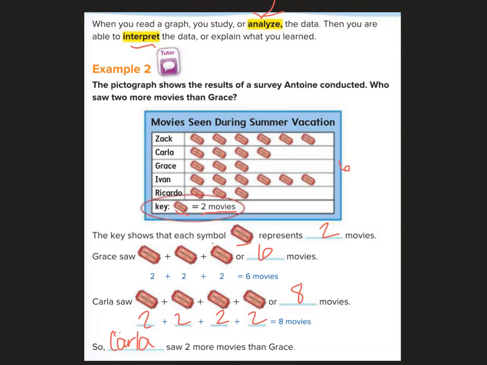Also, we could have said Zach. Zach saw quite a few movies. He's a movie buff. So did Ivan. So Carla, Zach, and Ivan saw 2 or more movies than Grace did.